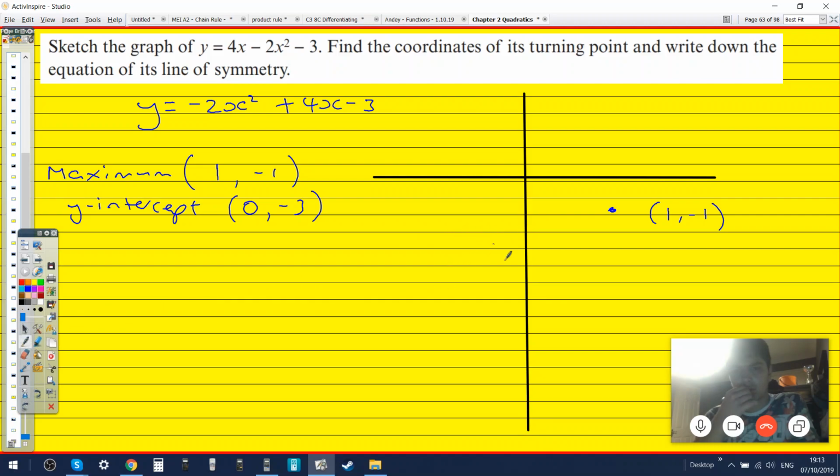Yeah. So it has to go through both of those. And the maximum is at 1, minus 1. It's going to be something like that.